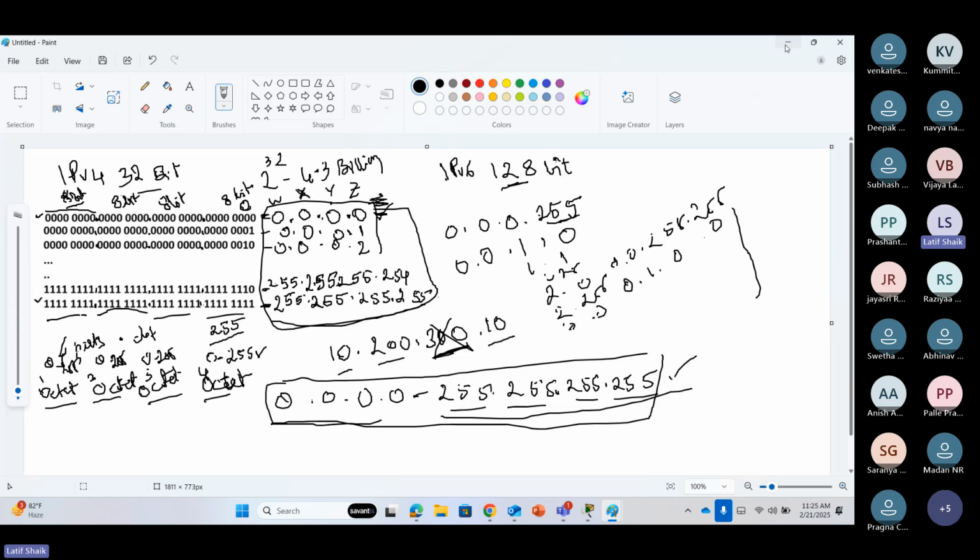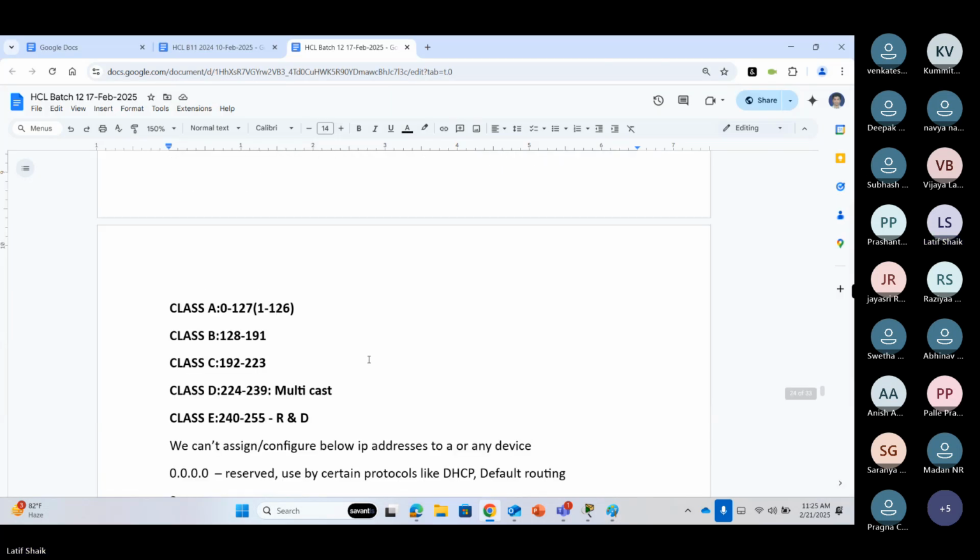Take half a second or 1 second when you are telling, so you will recollect it. So 0 to 127. After 127, it's 128, to 191, then 192. Then it's not 224, the next one is 224, then it is 223. Either this side or that side, you will remember.